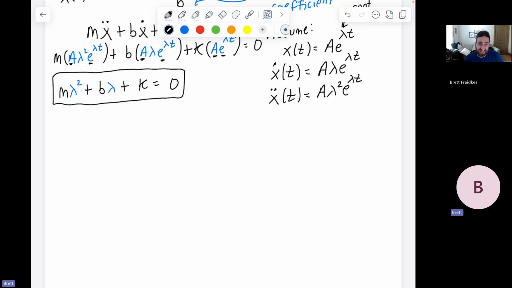And our goal is to find lambda. And what we realized is that this is some quadratic equation in terms of lambda. And we can solve for lambda using the quadratic formula.